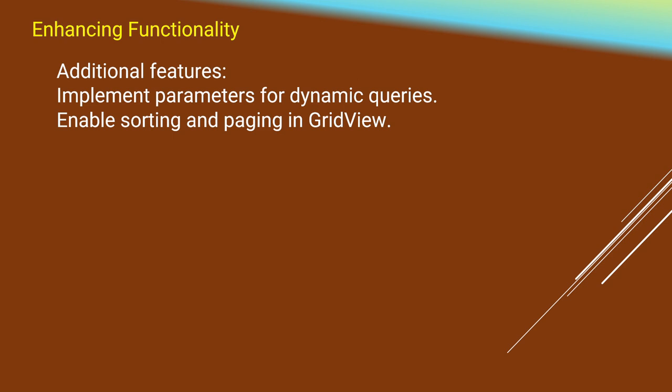To enhance the functionality of your SQL data source, consider implementing parameters for dynamic queries, allowing users to filter results based on their input. Additionally, enabling sorting and paging in the grid view can improve data navigation and usability.